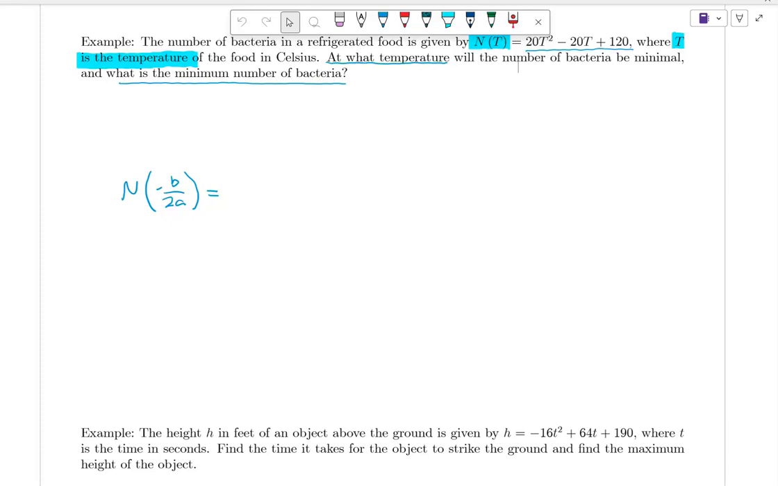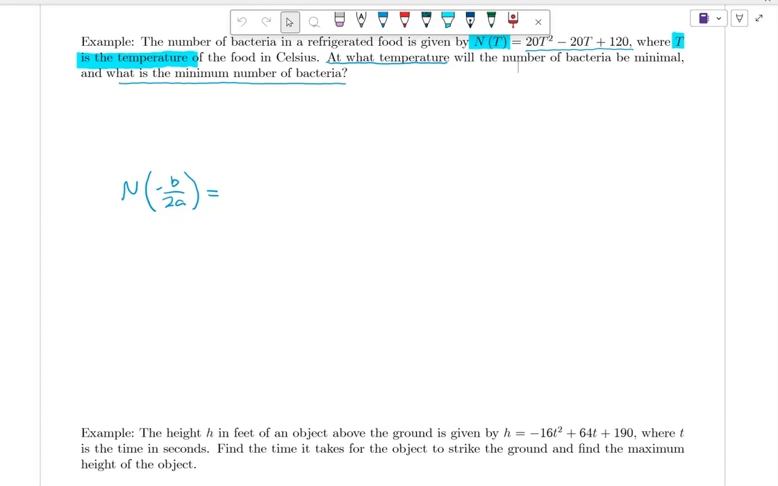You've got a number of bacteria at a particular temperature. And it's asking you at what temperature would the number be minimal, and then what is the minimum number. By the way, remember where does a maximum or a minimum have to occur for a quadratic function? The vertex, right? You have the vertex. How can you tell if it's going to be a maximum or a minimum?